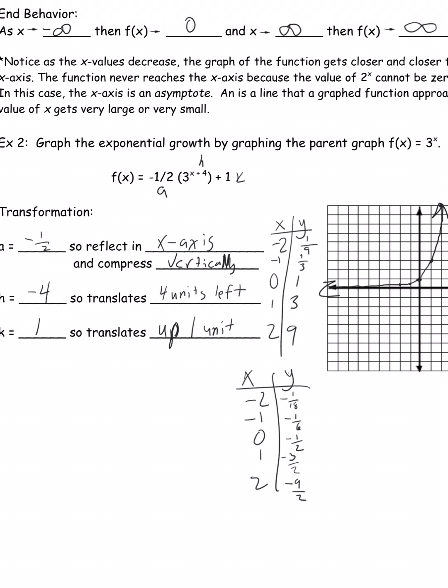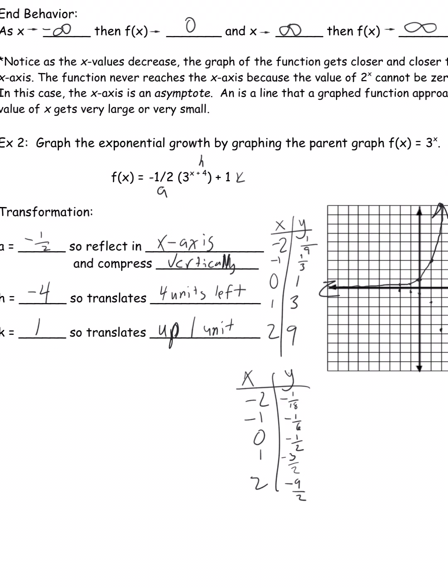So now we're going to plot these points: negative 2, negative 1/18, so really close to 0, but on the negative side now. Negative 1, negative 1/6, still really close to 0. 0, negative 1/2, still really close to 0. 1, negative 3/2, same thing as negative 1 and a half. And 2, negative 9/2, so that's the same thing as negative 4 and a half.